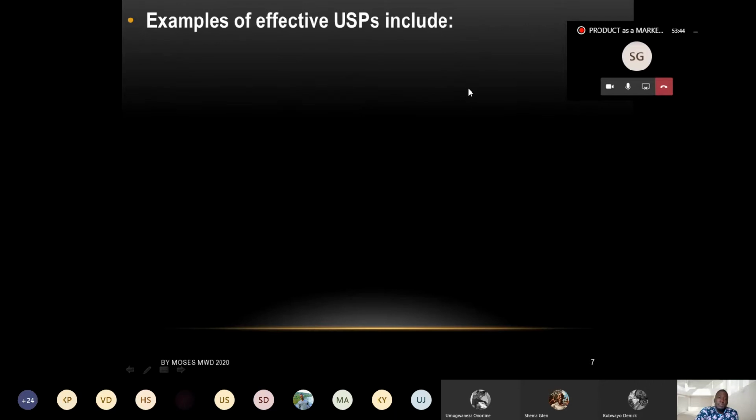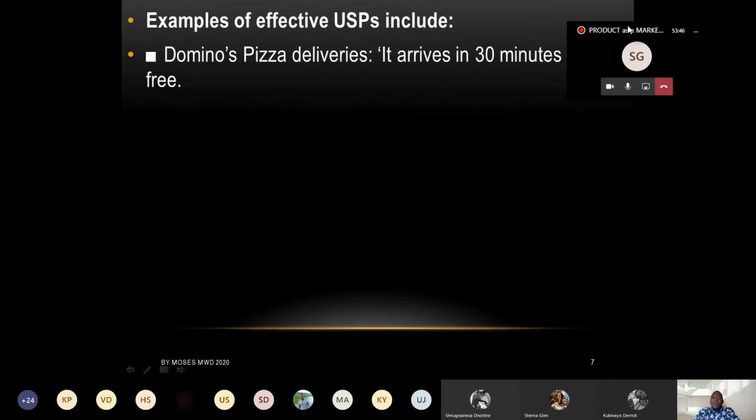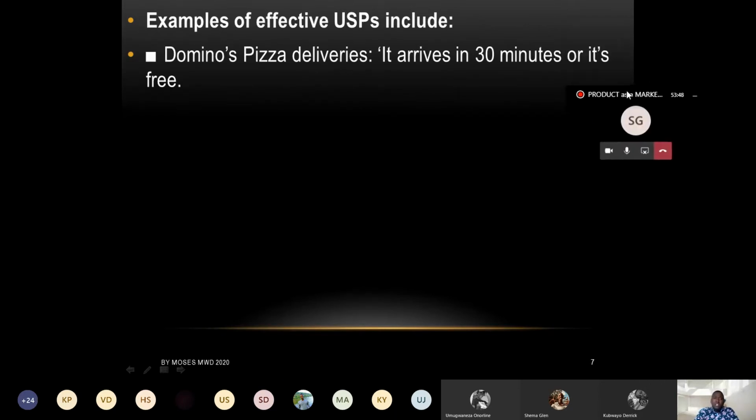Examples of effective USP. There is this company I got from the textbook. They deliver pizza. You always see those people who deliver pizza in the movies, they come with it well packed in the box and they just give it to someone. Now these ones have a slogan: it arrives in 30 minutes or it's free. When it goes beyond 30 minutes, you won't pay. That's what makes their services stand out.